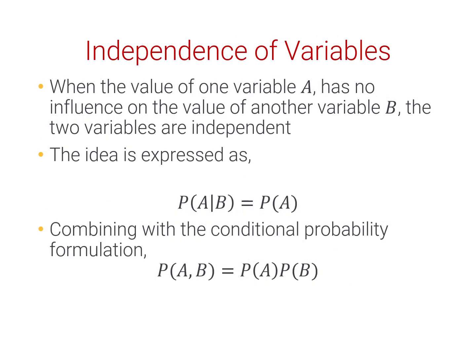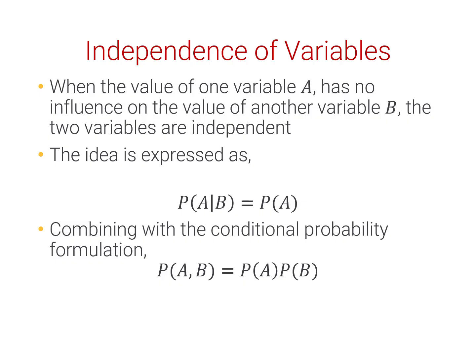As data science professionals, recognizing and leveraging the independence of variables can greatly simplify our calculations and lead to more efficient algorithms. At its core, the independence of variables refers to a situation where the value of one variable, let's call it A, has no influence on the value of another variable, which we'll denote as B. In other words, knowing the value of variable A does not provide any information about the value of variable B, and vice versa.